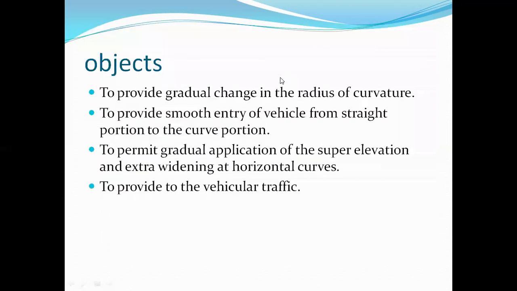Then the next point is the objects of transition curve. The first object is to provide gradual change in the radius of curvature. Second is to provide smooth entry of vehicles from straight portion to the curve portion. Third object is to permit gradual application of the super elevation and extra widening at horizontal curves. Then the fourth object is to provide comfort to the vehicular traffic.